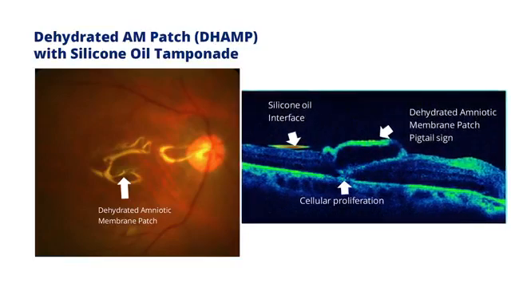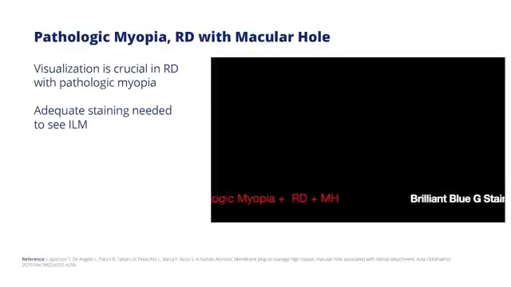Optical coherence tomography will additionally demonstrate cellular proliferation, helping to fill the hole. And you can also sometimes see the amniotic membrane create this pigtail sign, representing curling of the amniotic membrane edges.